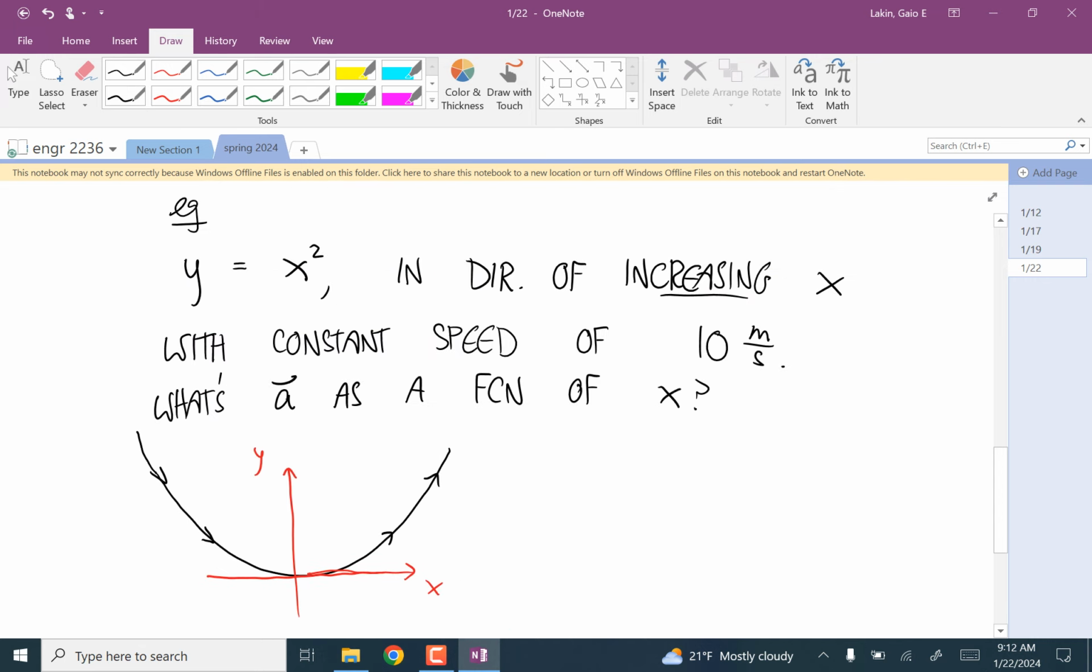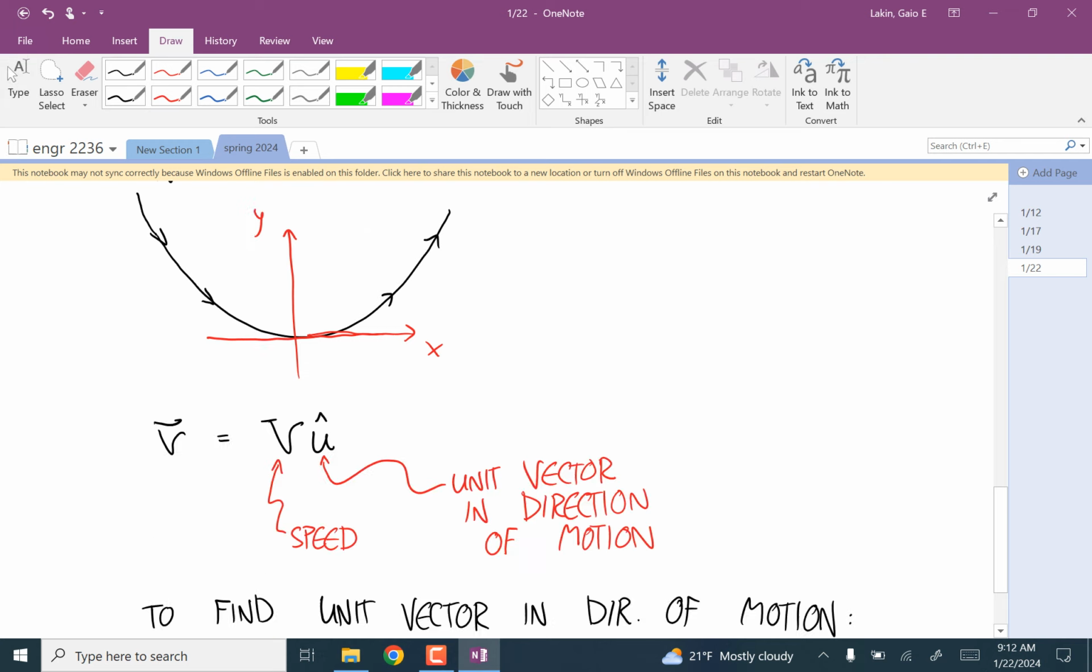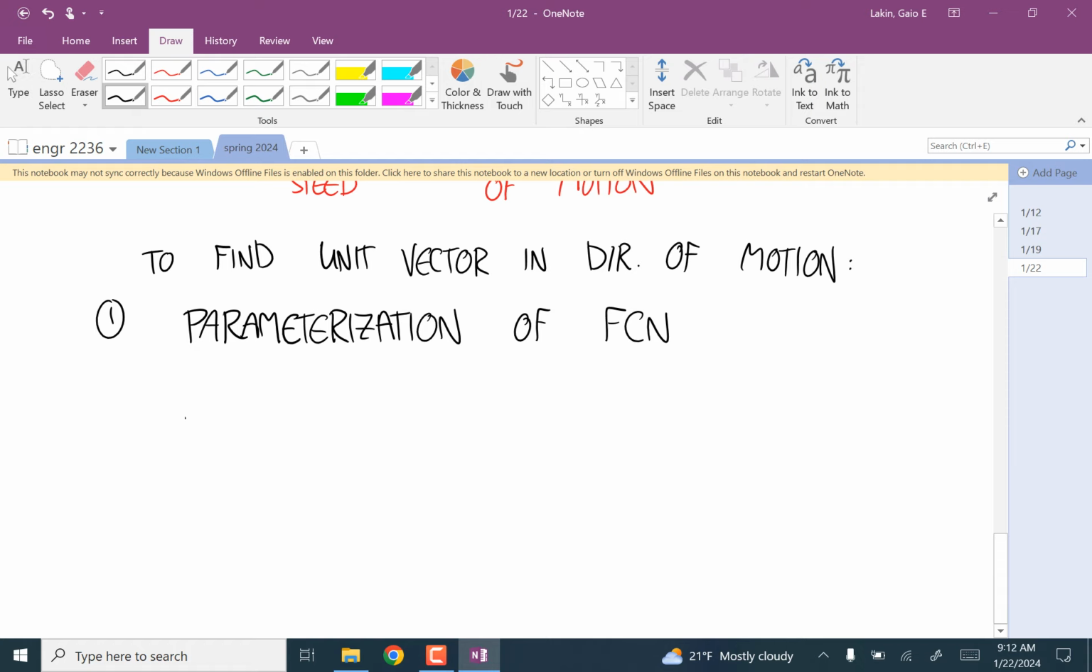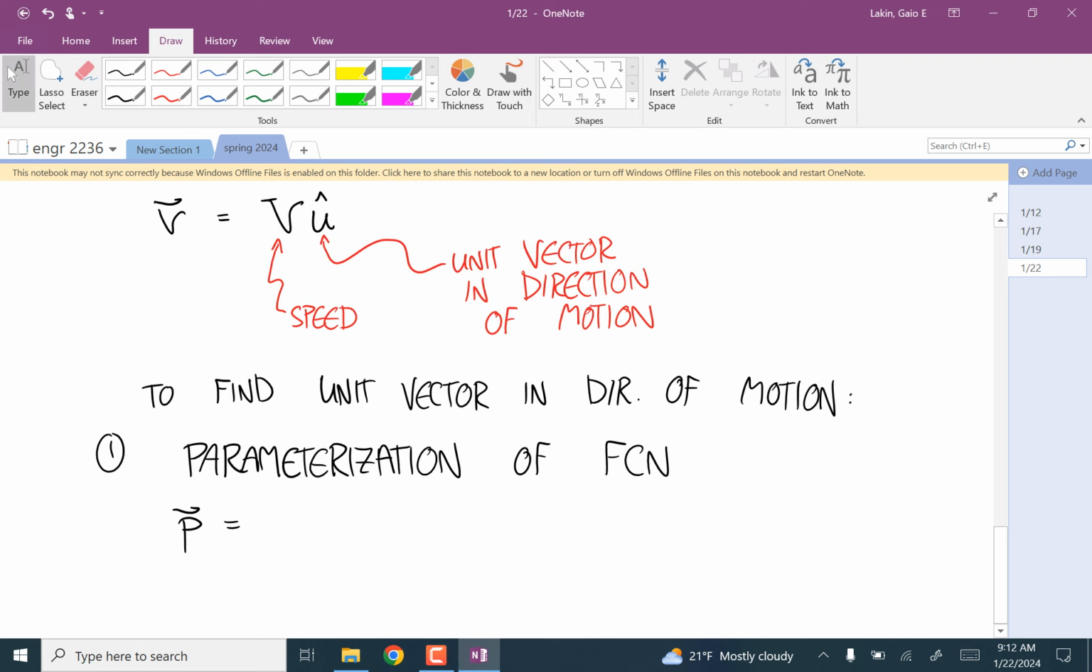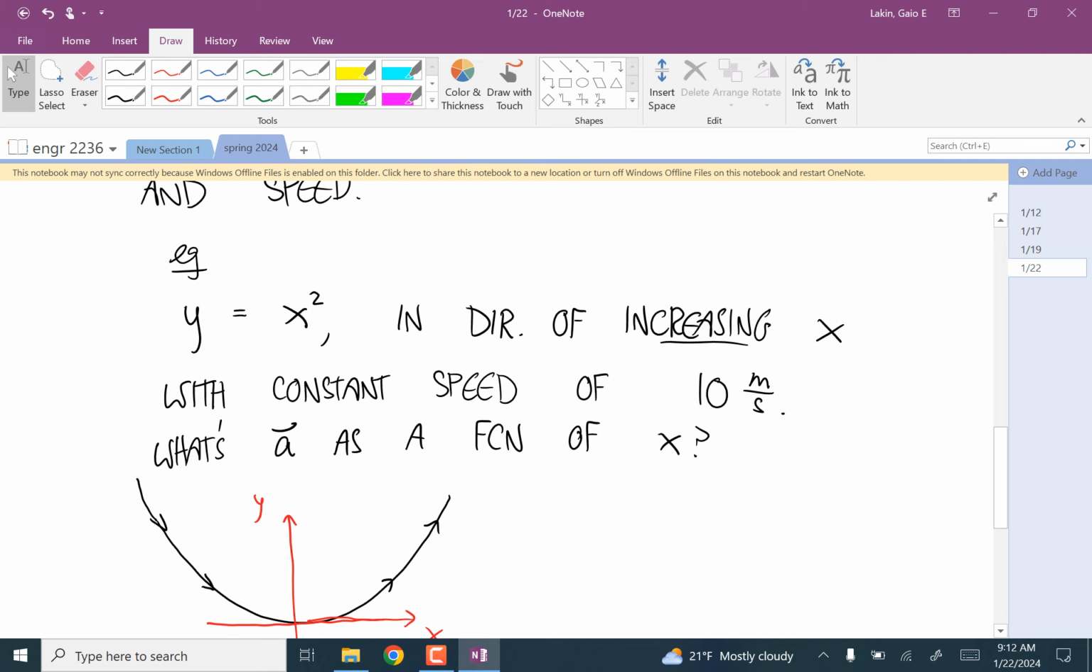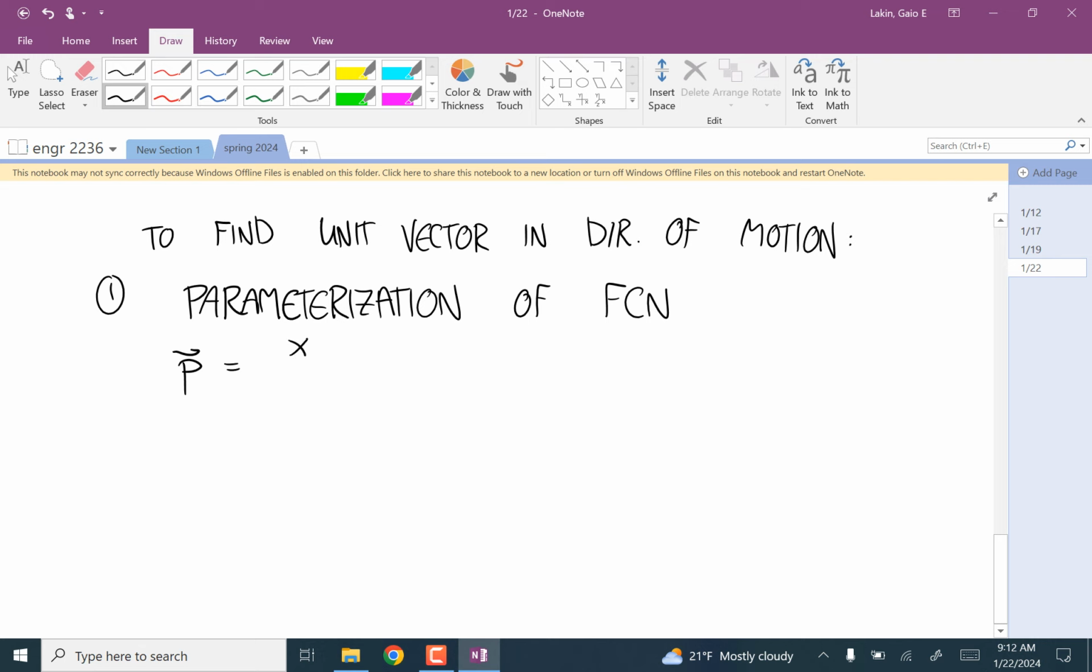Well, we know that we have this function relationship y is equal to x squared, right? As a vector, we can write it like this. The position is equal to, what's the x component of the position in terms of the variable x? Yeah, exactly, perfect. And what's the y component of the position? X squared. X squared, yep. So this is our parameterization, and it's called a parameterization because there's a parameter that it depends on, in this case it's x.